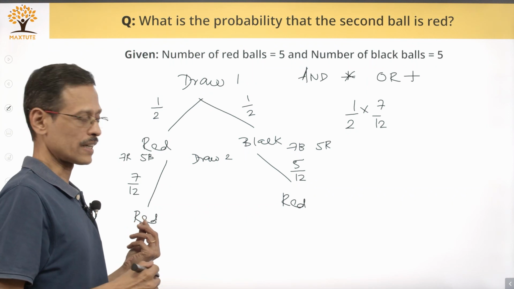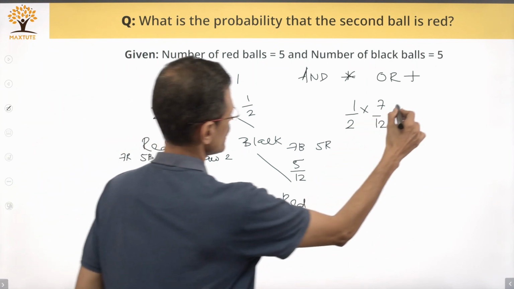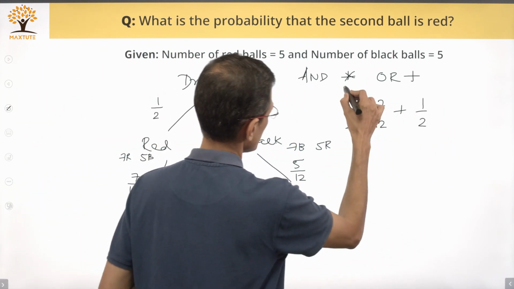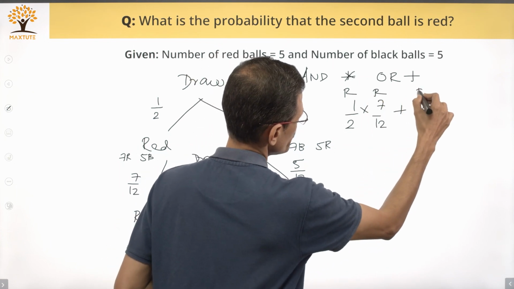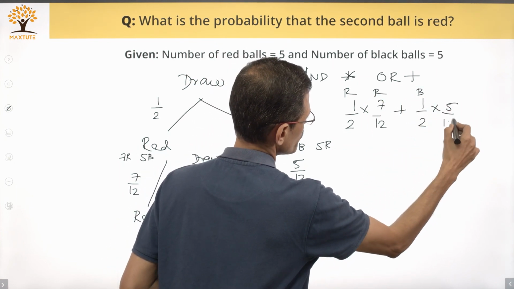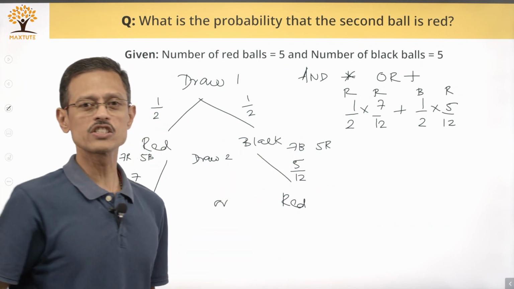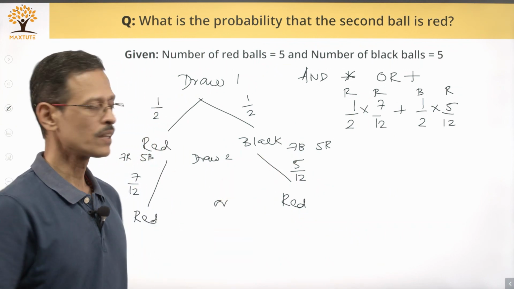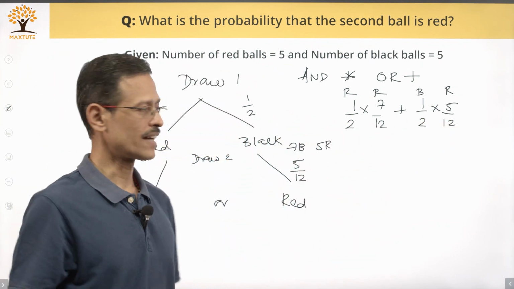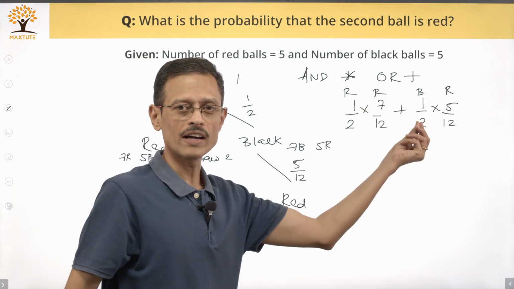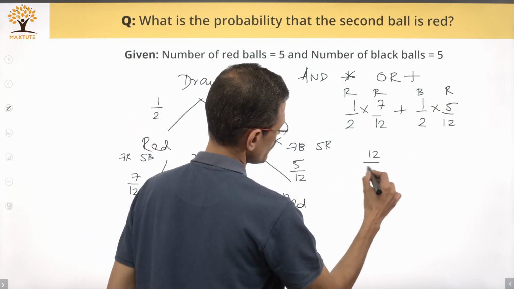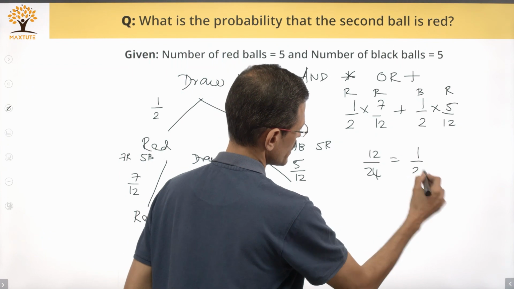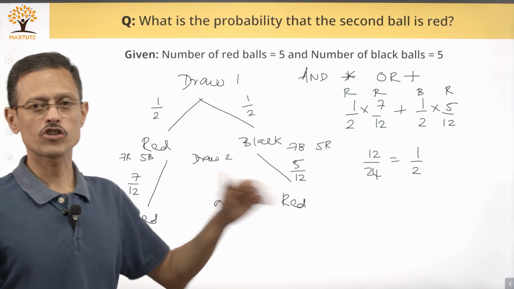So that way we could have got a red, or we could have got a red by the first one being a black and the second one being a red. These are all the ways in which we could have got the second ball as a red ball. This combination is going to finally give us the answer. This is 7 upon 24 plus 5 upon 24, which is equal to 12 upon 24, and the answer is equal to 1 by 2. Right? This is a sure shot way of getting the answer.